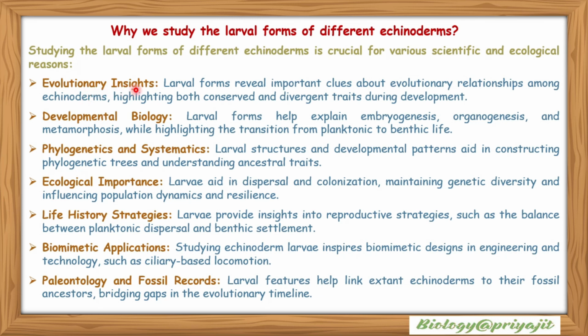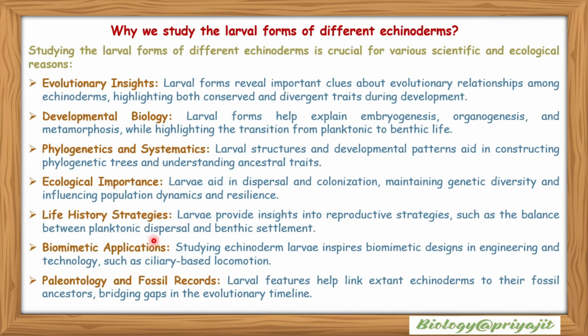First one is the evolutionary insights. Larval forms reveal important clues about evolutionary relationships among echinoderms, highlighting both conserved and divergent traits during development. Developmental biology: larval forms help explain embryogenesis, organogenesis, and metamorphosis, while highlighting the transition from planktonic to benthic life. Phylogenetics and systematics: larval structures and developmental patterns also help in constructing phylogenetic trees and understanding ancestral traits.